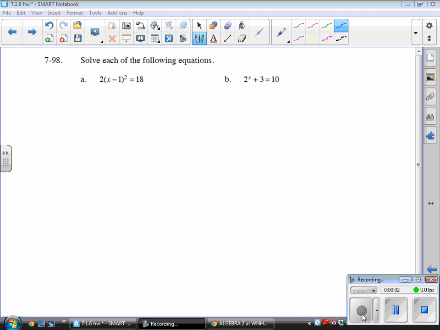This is problem 7-98 from section 7.1.6. Solve each of the following equations. So we want to get x by itself. So part A, it says 2 times the quantity x minus 1 squared equals 18. I want to get x by itself.